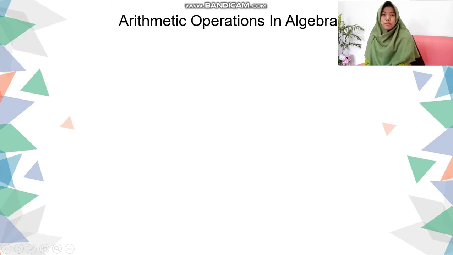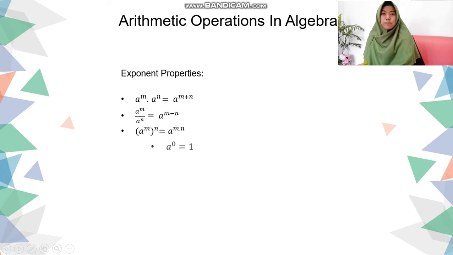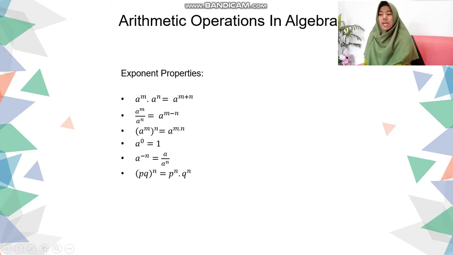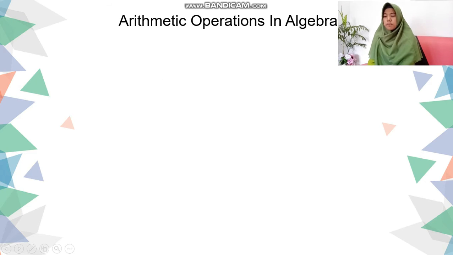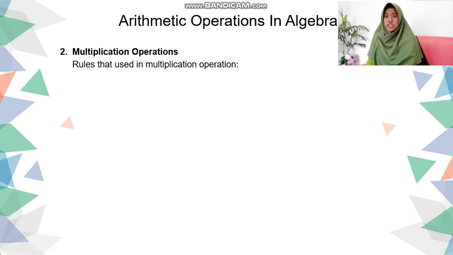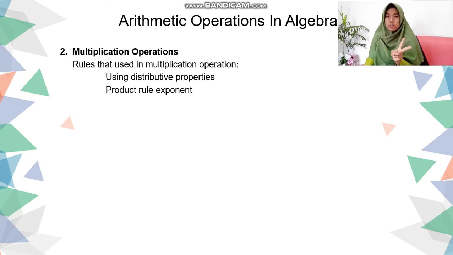Before we discuss the multiplication and division operations, we will recall the exponent rules. Exponent rules are widely used when we operate multiplication and division. These are some exponent properties that are often used in algebra. Multiplication operations. Rules that are used in multiplication operation are using distributive properties and product rule exponent.